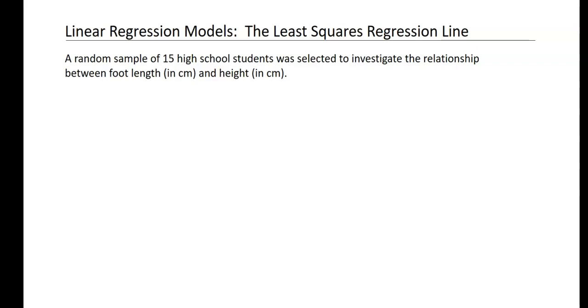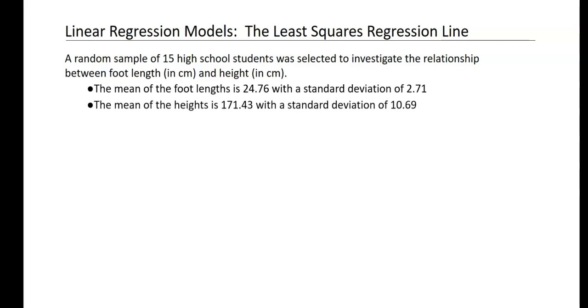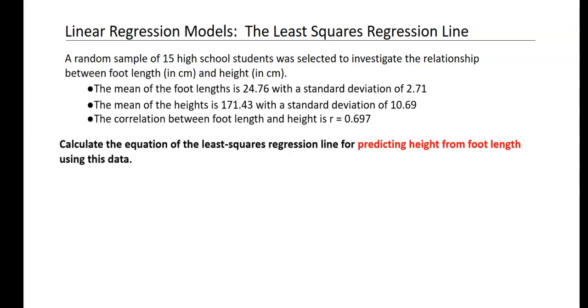Okay, a random sample of 15 high school students was selected to investigate the relationship between foot length and height in centimeters. You would think there might be a positive relationship: if you have a longer foot, maybe you're taller. Certainly possible. The mean of foot length is 24.76 with a standard deviation of 2.71. The mean of the height is 171 with a standard deviation of 10.69. So for these formulas, you need the means of the x and y variables and the standard deviations of those. Correlation is r equals 0.697. Calculate the equation for the least squares regression line for predicting the height from foot length using this data.